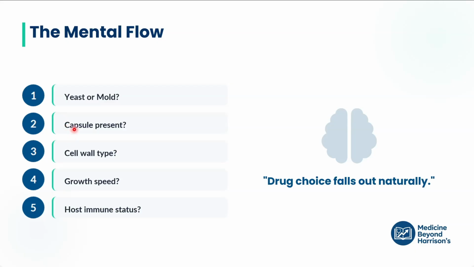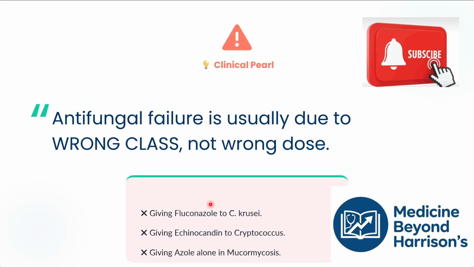Then, whether a capsule is present, and what the cell wall type is: is it made up of beta glucan or chitin? What is the growth speed of the organism, and the host immune status, whether they are immunocompromised or immunocompetent? All these aspects decide the drug that we choose for the fungus. Antifungal failure is usually due to the wrong class of antifungal drug, not because of the dose. For example, giving fluconazole to Candida krusei is a big blunder, giving an echinocandin to Cryptococcus is a blunder, and giving an azole alone in mucormycosis is also a blunder.